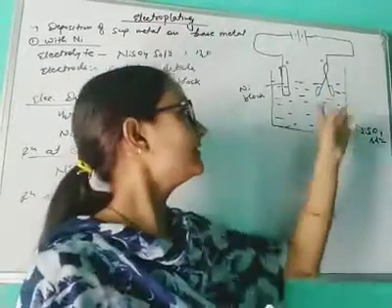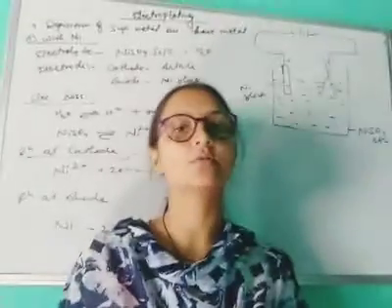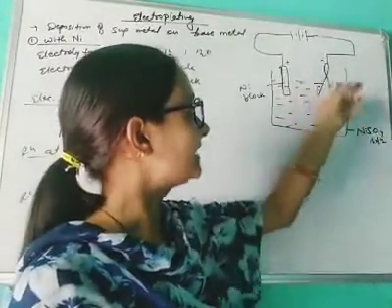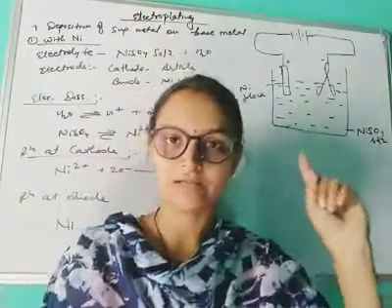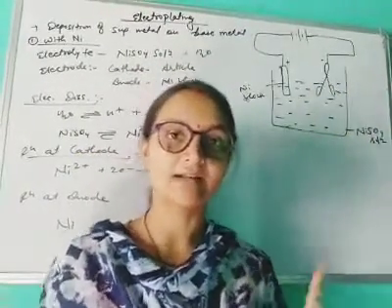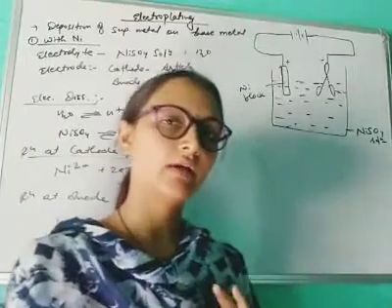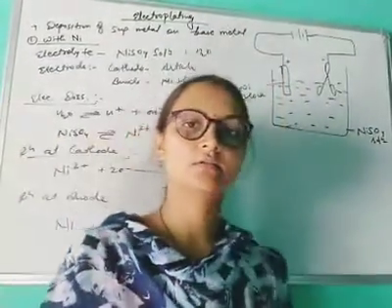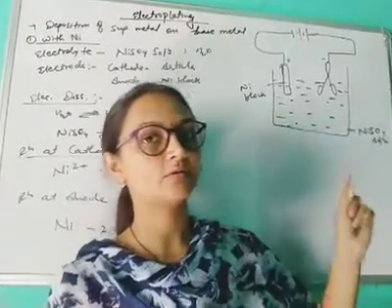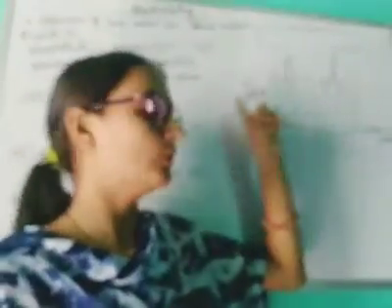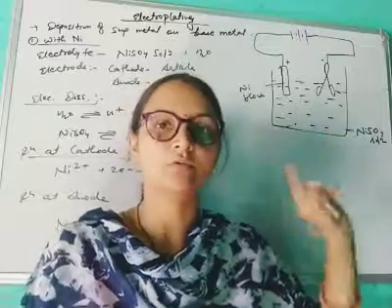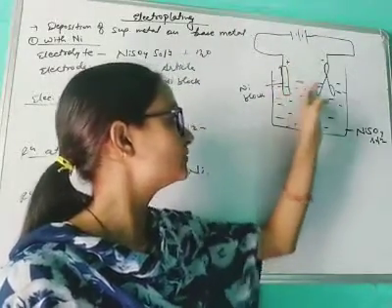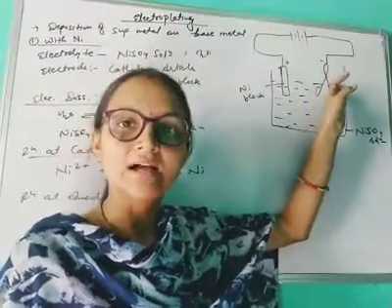Here the reduction occurs. You know reduction is gain of electrons, so reduction occurs at the cathode. That's why we always place our article at the cathode. And another thing is the nickel block. We use a nickel block at the place of anode. So the nickel will be transferred to this article.